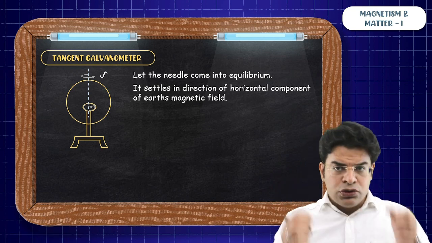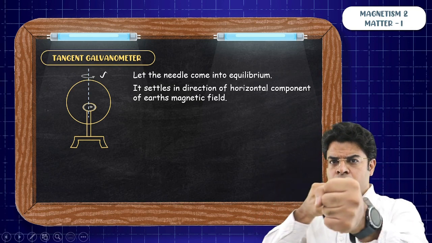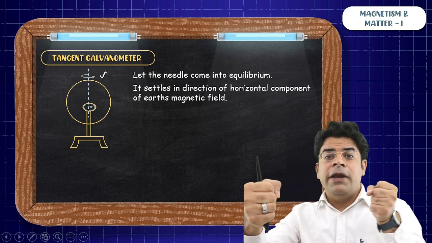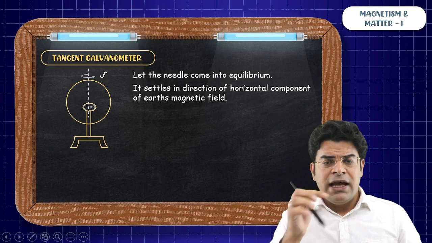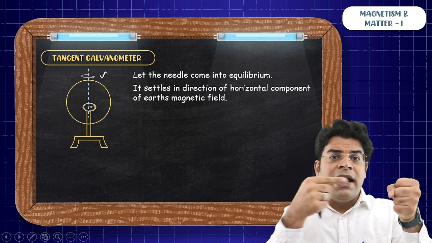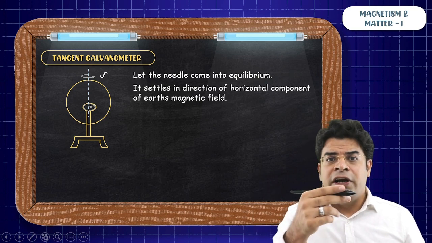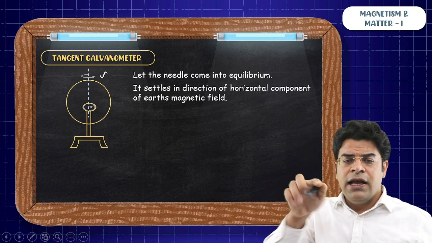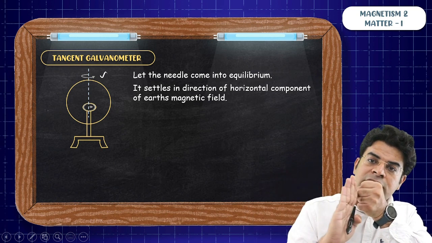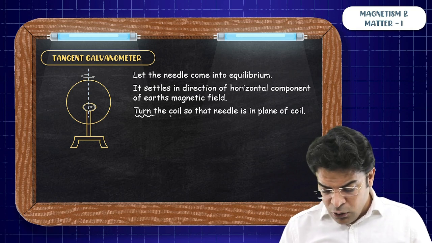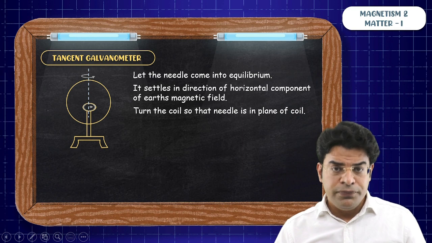Then we turn this coil about its vertical axis and make sure that the needle lies in the plane of the coil. So let's say the needle points towards west, then we turn the coil such that the needle lies in the plane of the coil. If let's say the needle points in the northeast direction, then we turn the coil about the vertical axis such that the coil contains the needle. Turn the coil so that the needle is in the plane of the coil. Why do we do so?